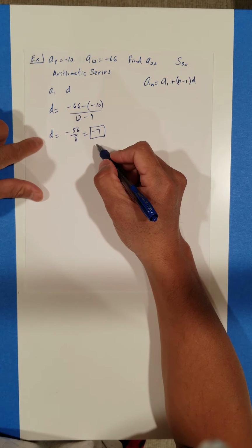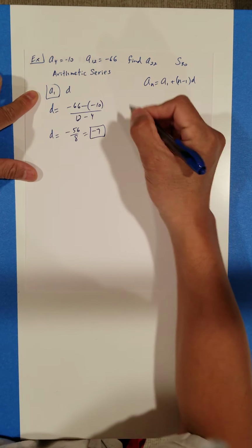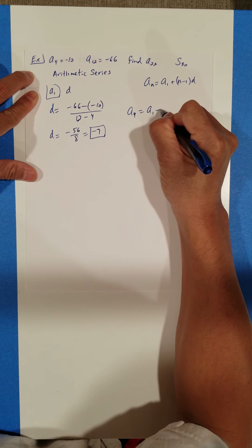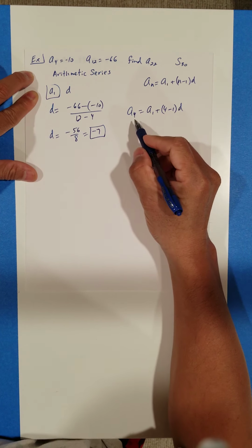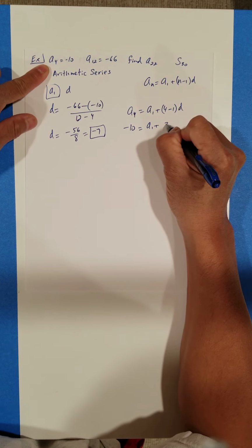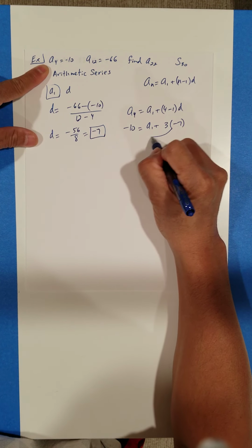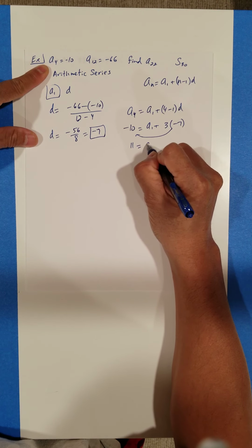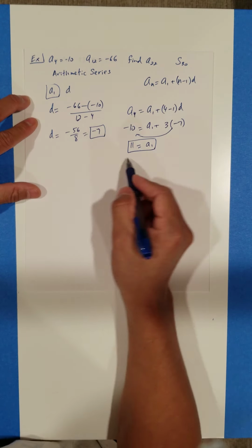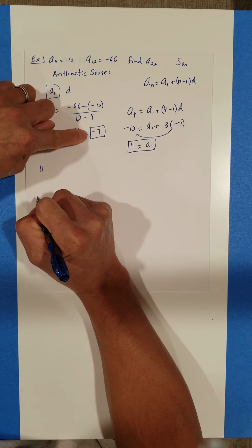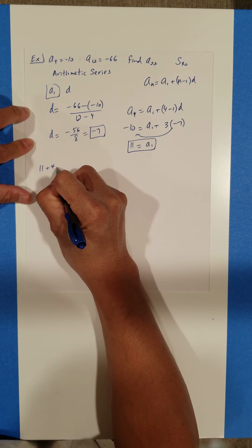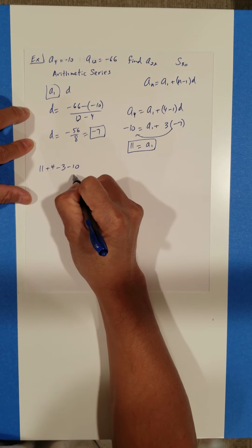From knowing D, you can now find the first term. A4, according to this formula, is A1 plus 4 minus 1 times D. So the fourth term is -10 equals A1, which I don't know, plus 3 times -7. Bring this over, and that gives me 11 equals A1. So my first term is 11. You can check this: first term is 11, D is going down by 7. After 11 is 4, after that -3, after that -10. See, the fourth term right there.